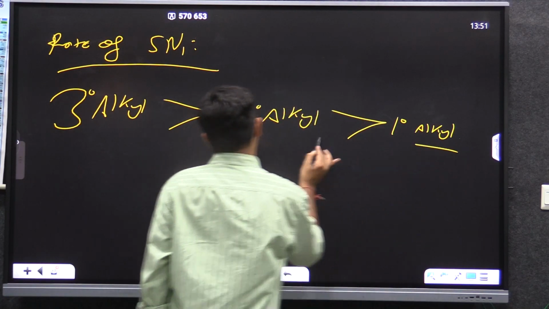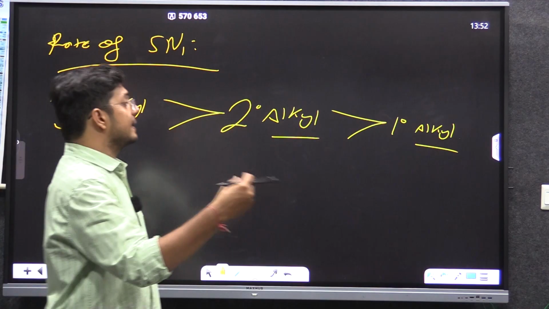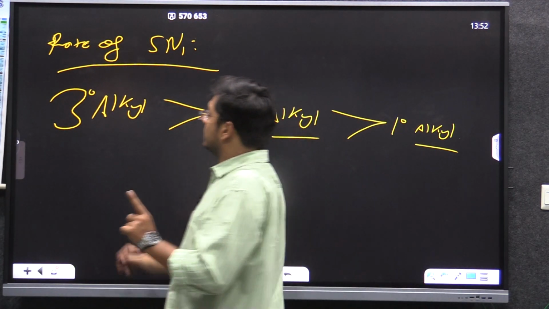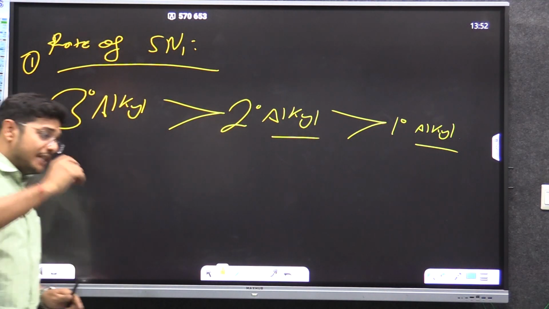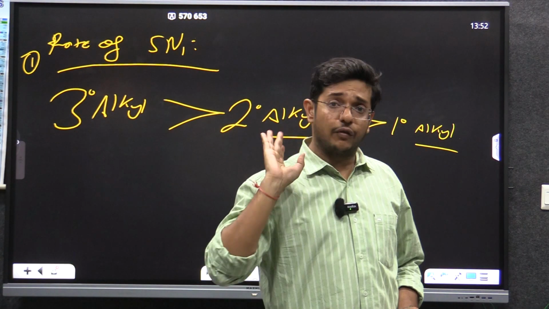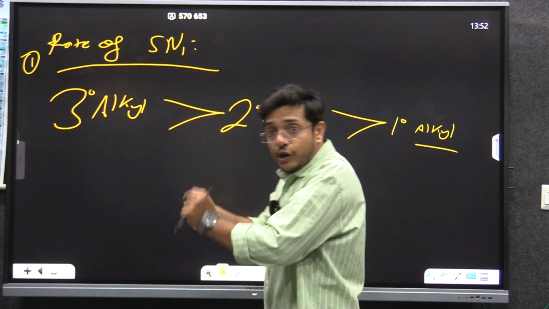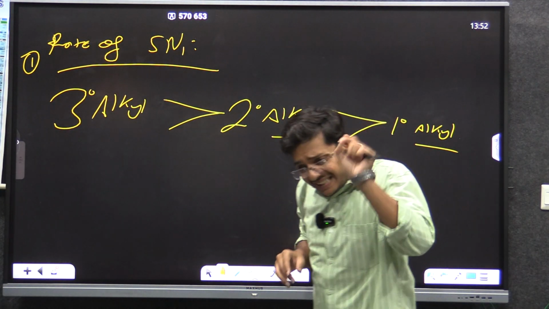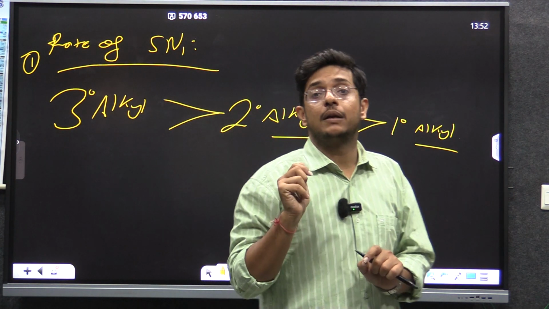Again I am repeating, any factor which increases the stability of the carbocation will increase the rate of reaction. So this is the first factor that I have already told. Any factor which changes the degree or the nature of the alkyl halide will change the rate of reaction. So if we replace 3-degree with 2-degree, or 2-degree with 1-degree, the rate of reaction will be directly impacted. That's why this reaction is actually SN1.